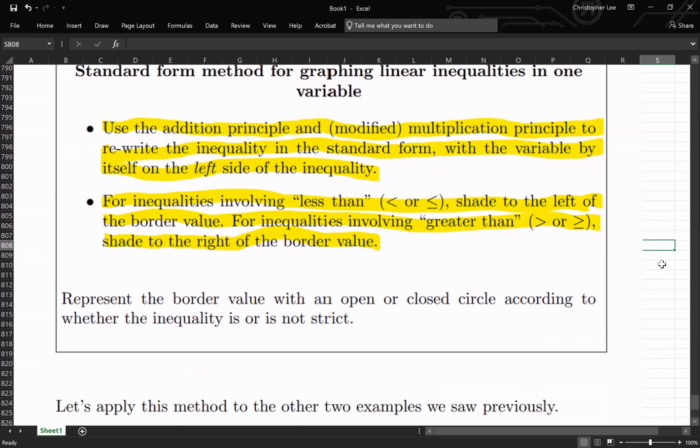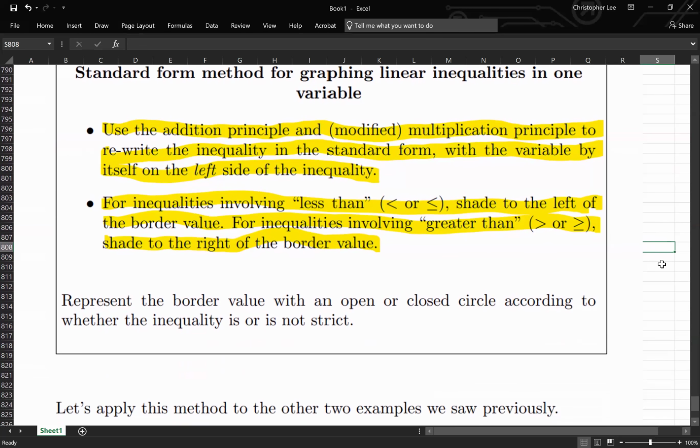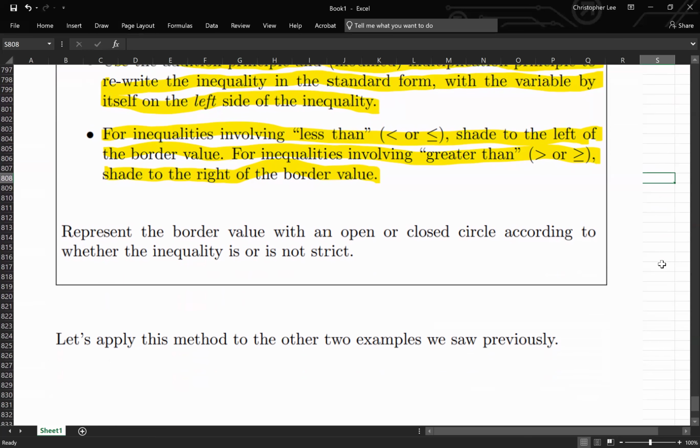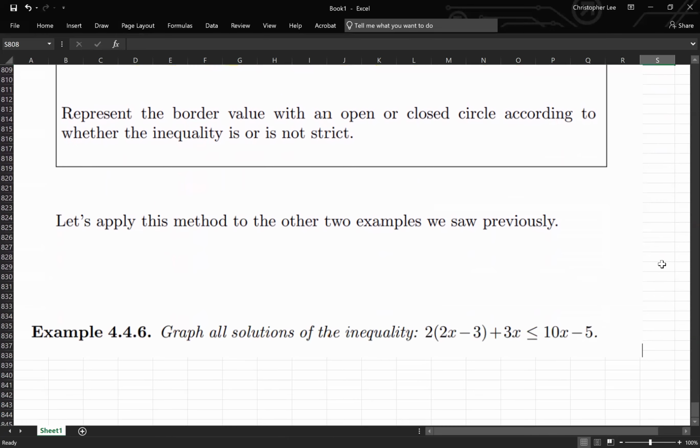Represent the border value with an open or closed circle according to whether the inequality is or is not strict, equal to or not equal to. It's a summarization. So let's apply this method in two examples we saw previously.